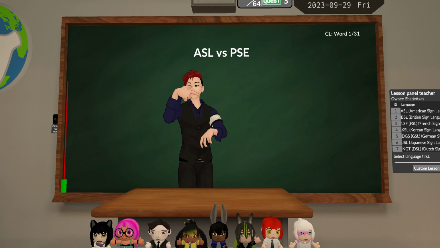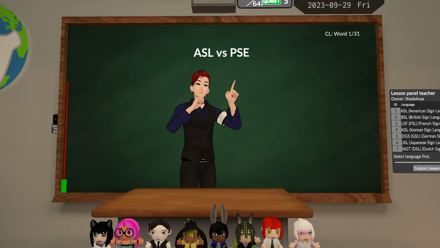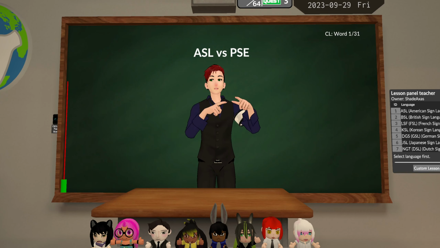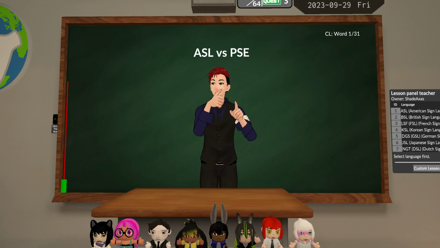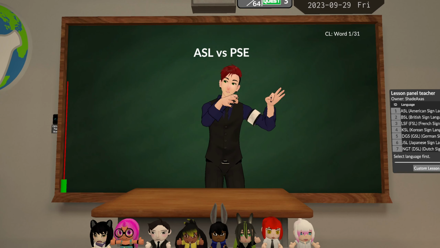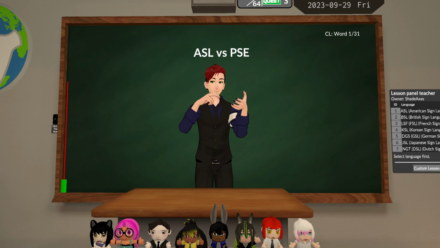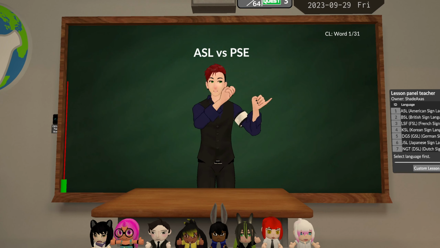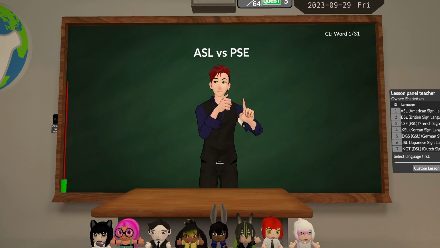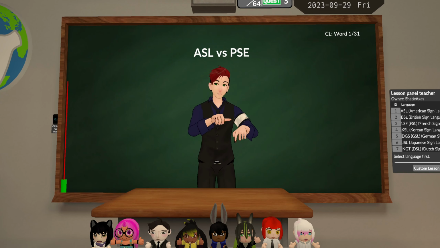PSE is Pidgin Signed English. This is not a language. It is a coding system. It is taking something that is already a language, English, and manually coding it, which means signing it. But it stays in English order, it stays in English grammar, it stays with English signs. It is a bridge connection language. Basically, it just means that it is English on your hands.